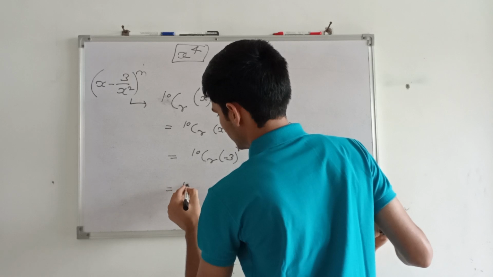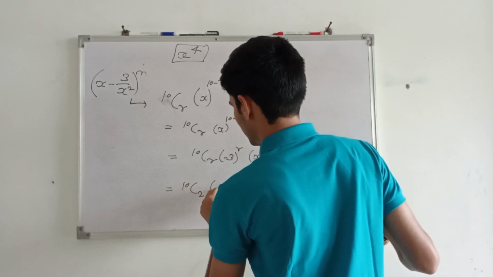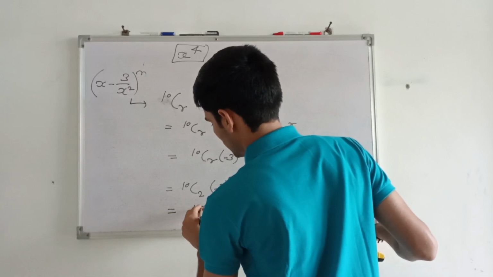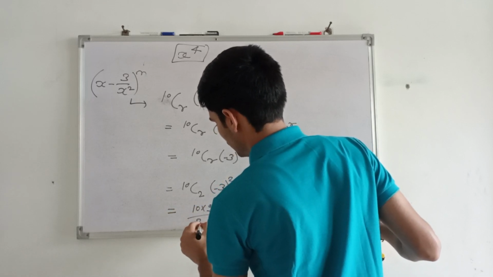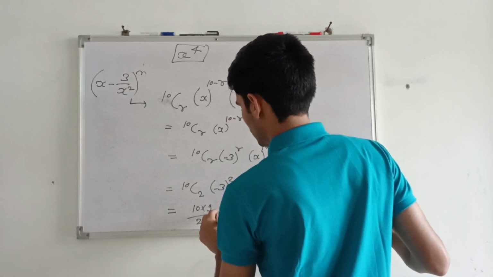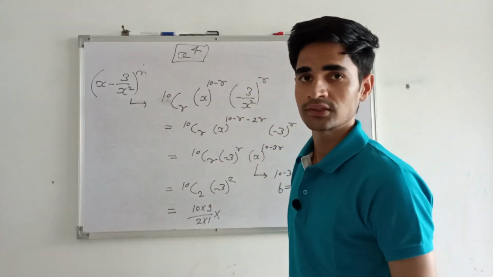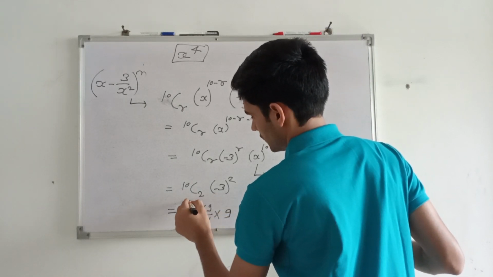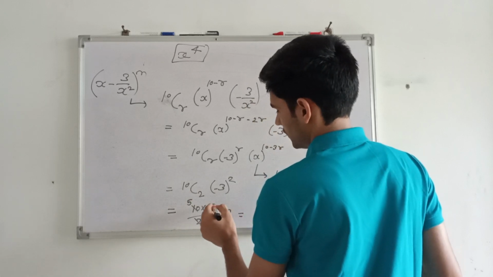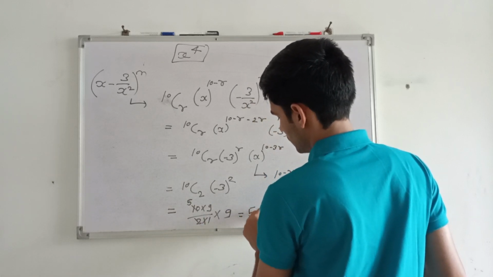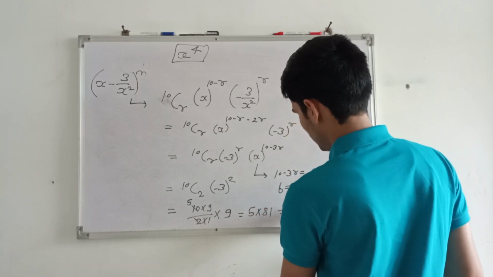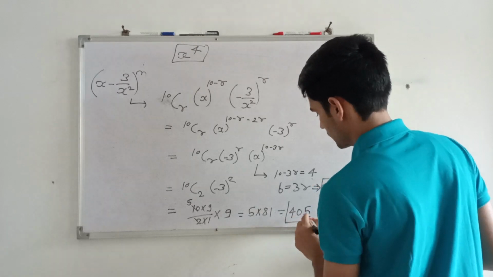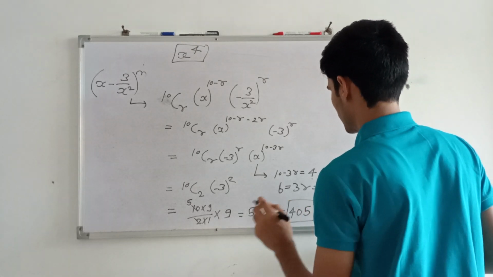We will get 10C2 times (-3)^2. What is 10C2? It is 10 into 9 by 2 into 1, times the square of minus 3, which is 9. Cancel this, we will get 5. Then 9 into 9 is 81, into 5 we get 405. This is our final answer.